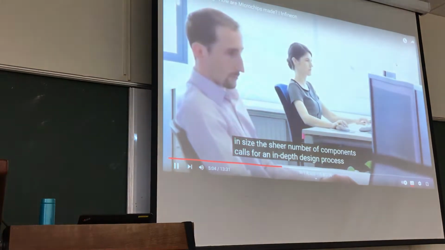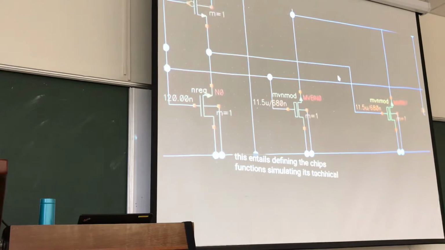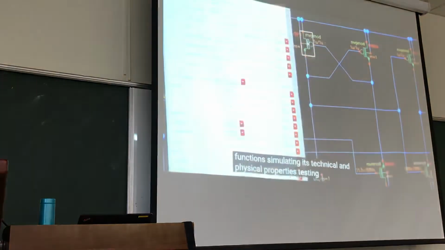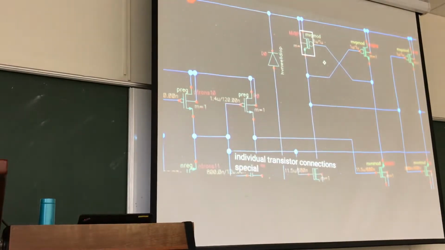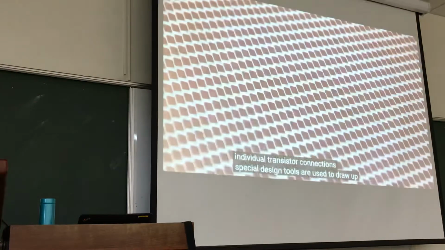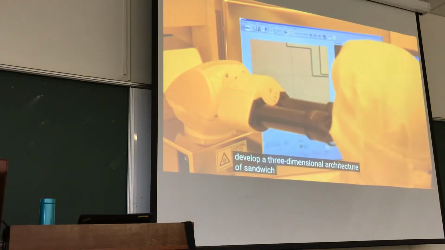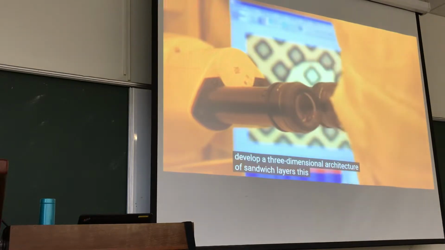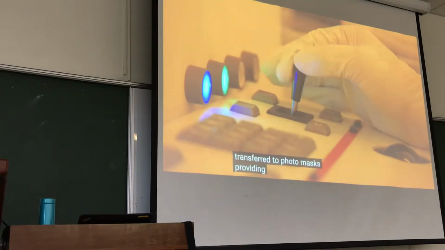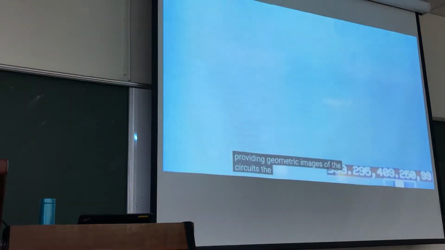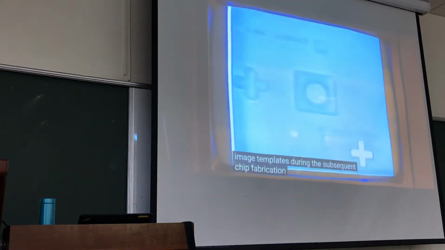In-depth design process. This entails defining the chip's functions, simulating its technical and physical properties, testing its functionality, and working out the individual transistor connections. Special design tools are used to draw up the plans for integrated circuits and develop a 3-dimensional architecture of sandwich layers. This blueprint is transferred to photomasks. Providing geometric images of the circuits, the photomasks are used as image templates during the subsequent chip fabrication process.